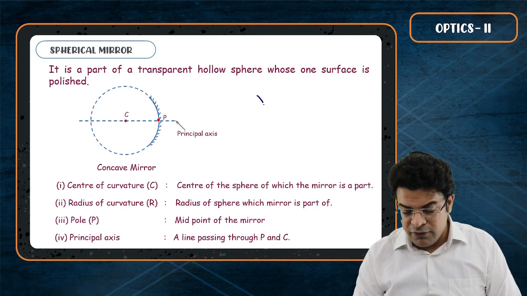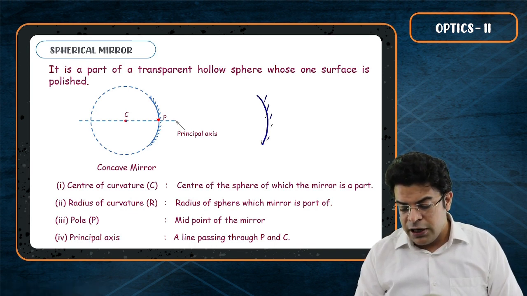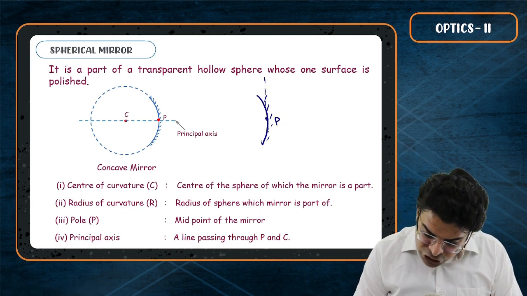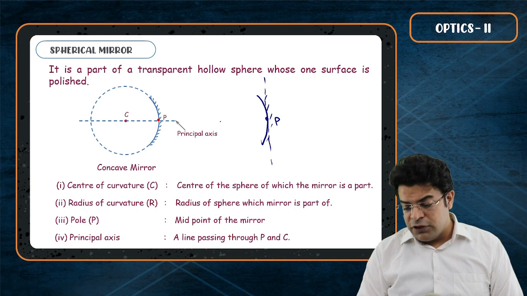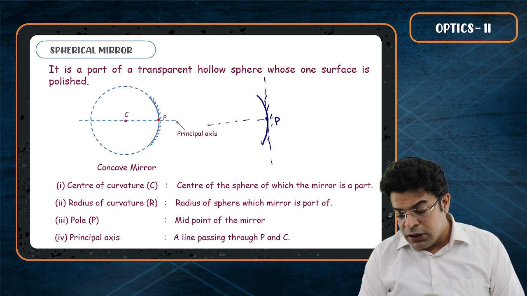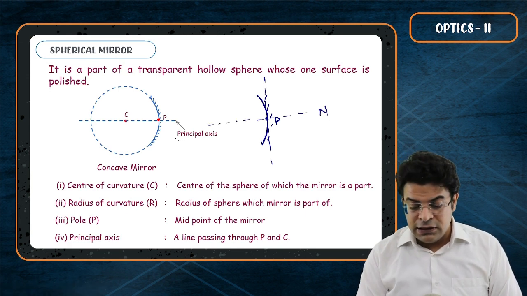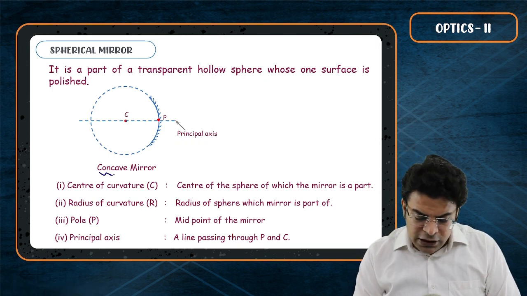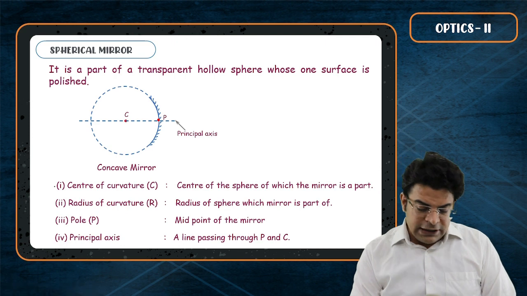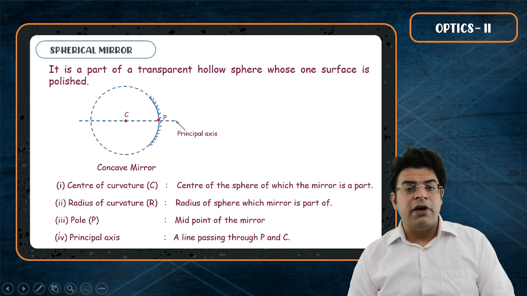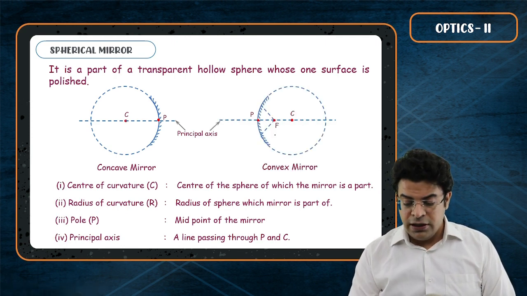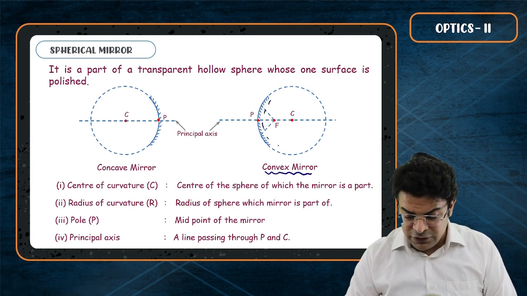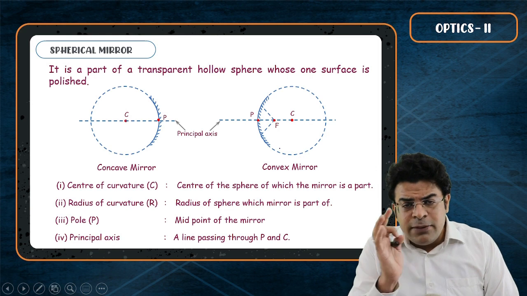So if you have a spherical mirror and you think of its pole and you think of the tangent at the position of pole, and then you think of the normal passing through the pole, then this normal is nothing but principal axis. Till now, I have talked only about concave mirror, but the same terminologies work even for a convex mirror. So if you have a convex mirror, if you polish the inner surface, still the same terminology works.